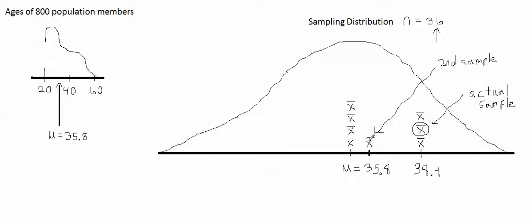So this sample is a little bit more accurate than my first sample was because my second sample had a sample mean closer to the population mean. My first sample had a sample mean that was a little bit further away from the population mean up here. So now I think we understand the idea of the sampling distribution and how under this curve we have all possible samples of 36 people.